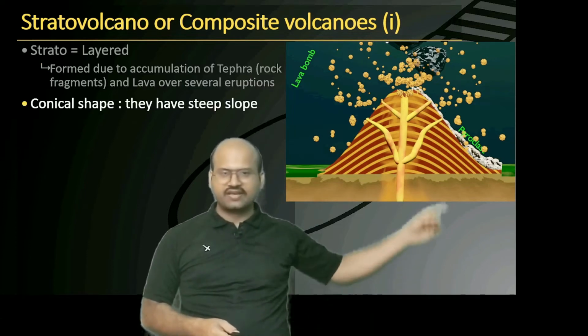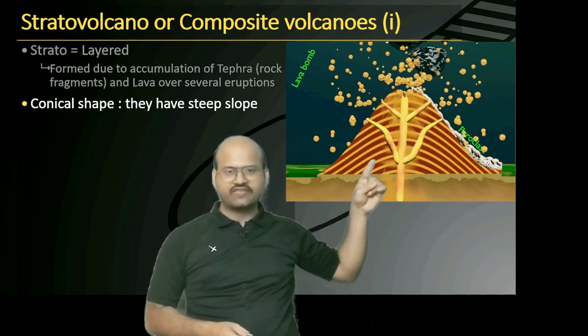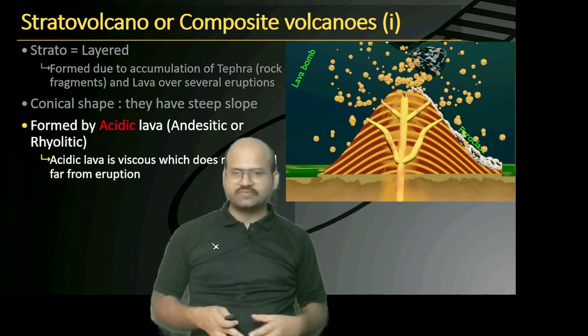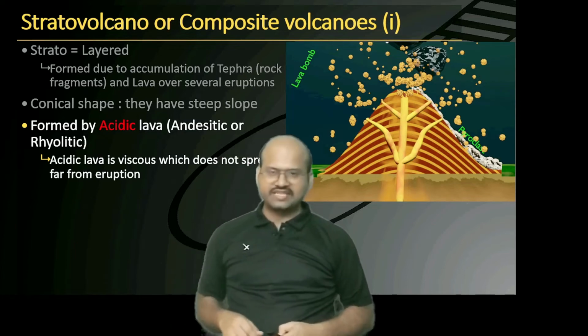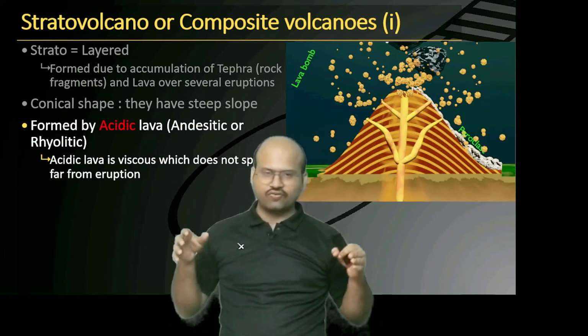We can see that the volcano has a conical shape and it has a very steep slope. The reason why it has a steep slope is because it is made of acidic lava. Acidic lava has high viscosity, and therefore this lava refuses to flow away.